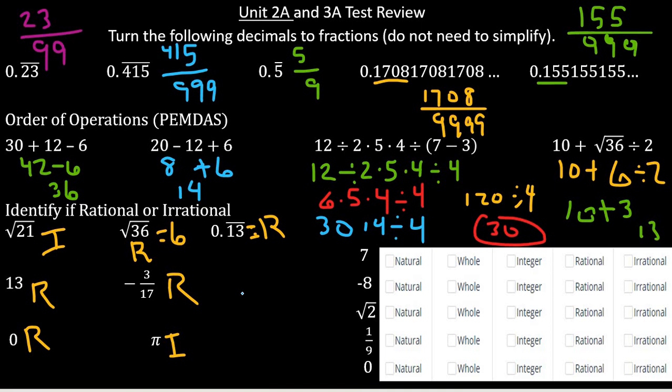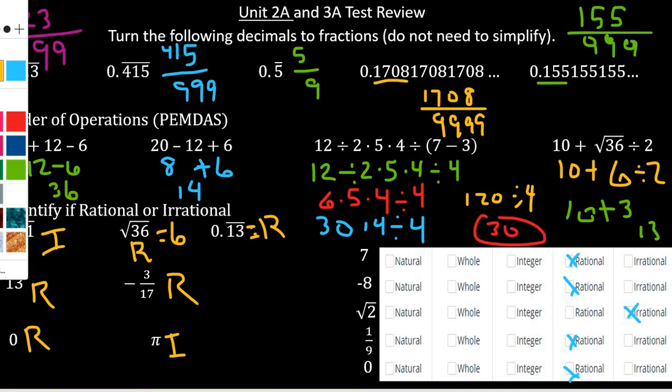This last one, we want to figure out if the numbers are natural, whole, integer, rational, or irrational. Just note, it can only be one of these two. It can't be both rational and irrational. That's impossible. So 7, let's go through and just kind of check it off. 7 is rational, negative 8 is rational, 1/9 is rational, and 0 is rational. And then the square root of 2 would be irrational, so we took care of that. If it's irrational, it's not going to be anything else. So we'll ignore the rest of that.